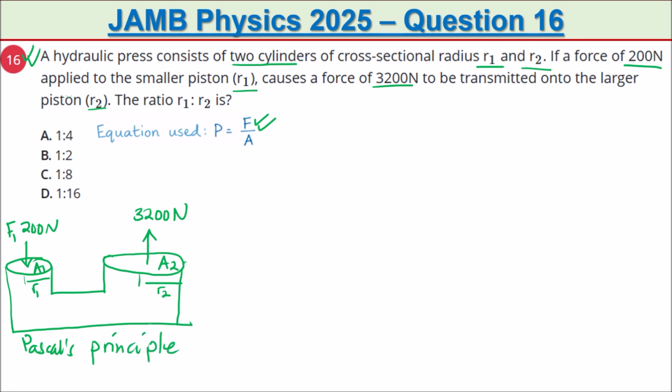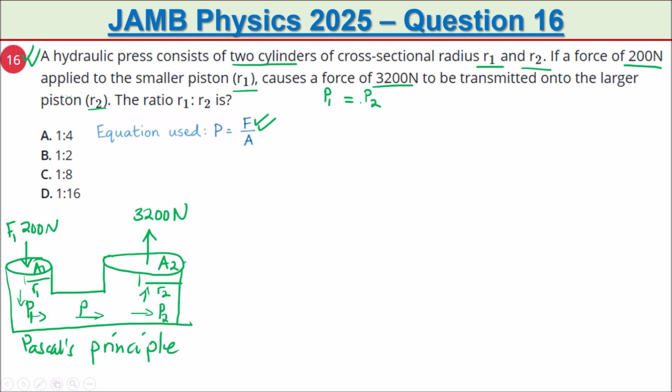Pascal's principle says, in an enclosed container, pressure is transmitted equally in all directions, irrespective of the dimensions of the container. In other words, pressure at cylinder 1 is equal to pressure at cylinder 2. So we can start from there. Pressure at cylinder 1 is equal to pressure at cylinder 2.